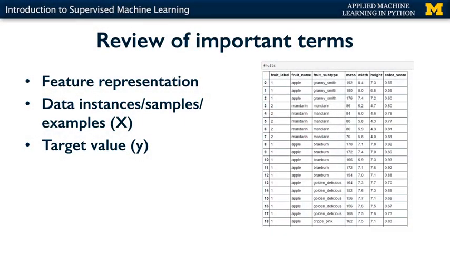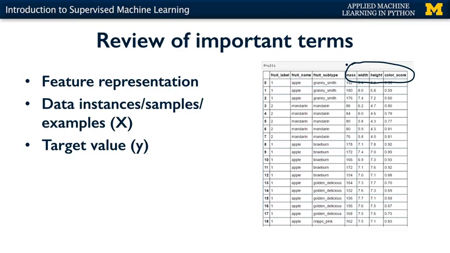So on the right here, I'm showing a dump of the first few rows of the fruit data set that you worked with last week. The first term that we'll be using a lot is feature representation. As you might recall, what that means is taking an object like a piece of fruit and converting it into numbers that the computer can understand. So in this data set, the feature representation for a piece of fruit consists of these columns: the mass, width, height, and color score. These are the things that will be used as the features in the various machine learning algorithms that we'll be applying to try to predict the label of a piece of fruit.